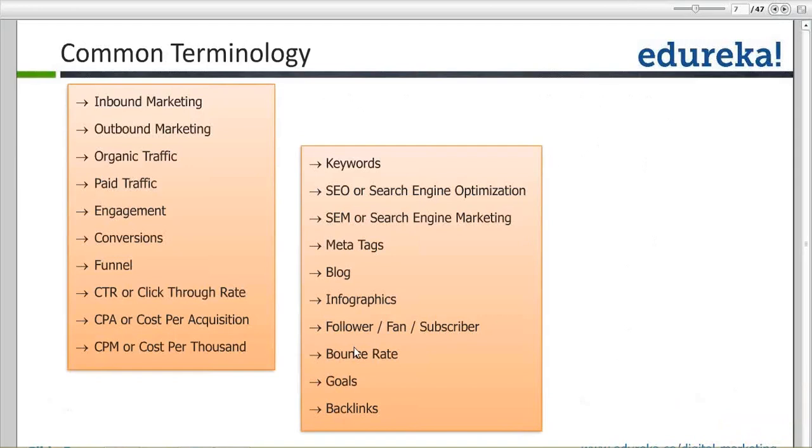Next is CTR or click-through rate. The next three definitions are CTR, CPA, and CPM. These are very unique to digital marketing, and I will try and explain them in very simple terms so that you understand. Typically these are jargons that we use in the digital marketing world. We throw around these jargons like CTRs and CPAs and CPMs, and non-digital marketing people are generally a bit scared of them. But these are very simple things to understand.